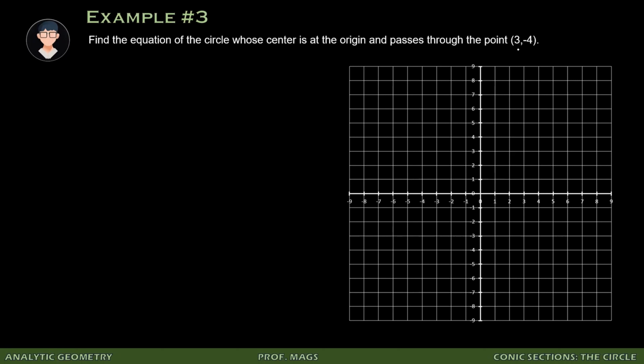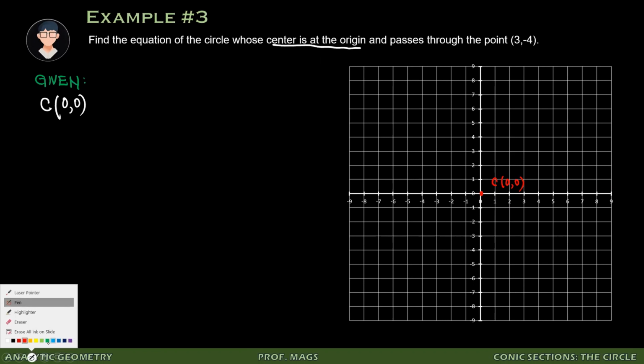Okay, example number 3: find the equation of the circle whose center is at the origin and passes through the point 3 and negative 4. So, our given in this problem, we have our center which is at the origin. Our center is at 0 and 0, the origin. If you're going to sketch that, nandito siya. So C, 0 and 0.